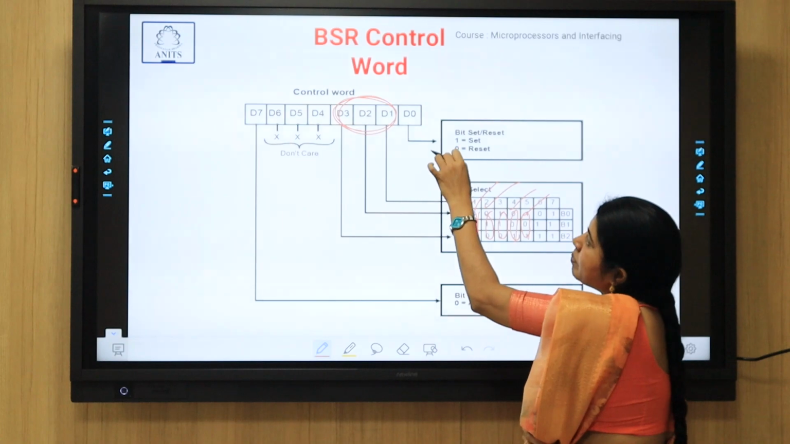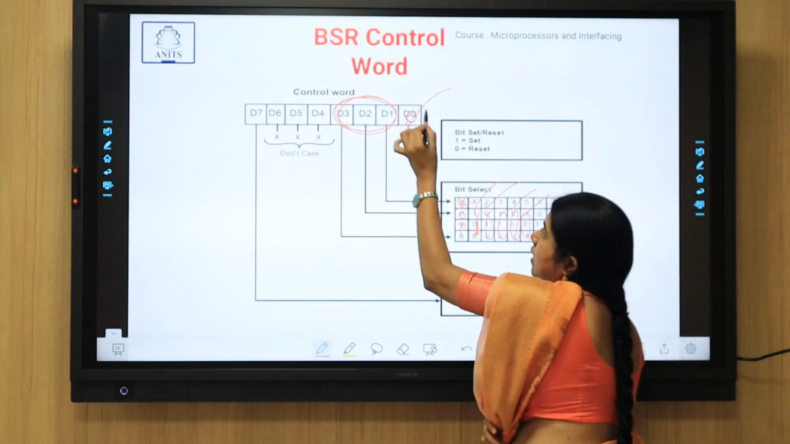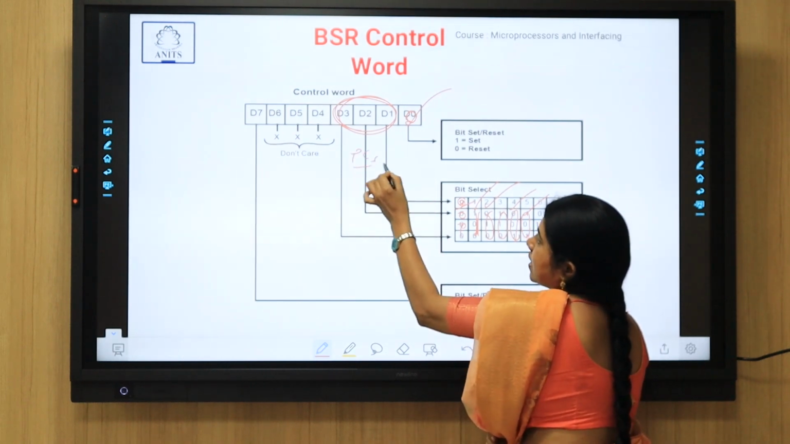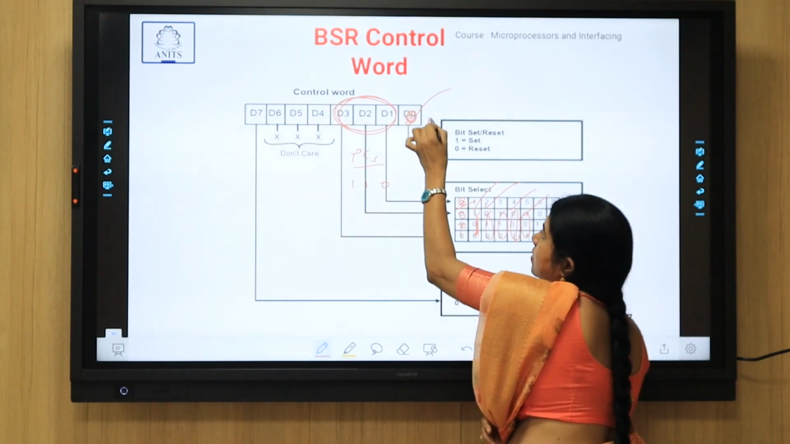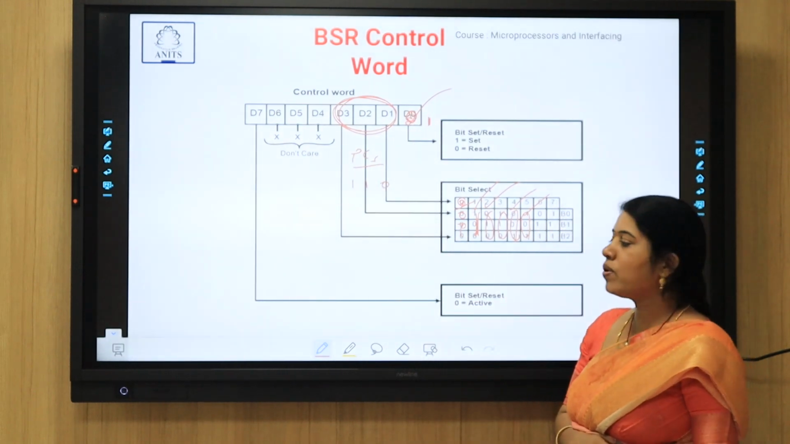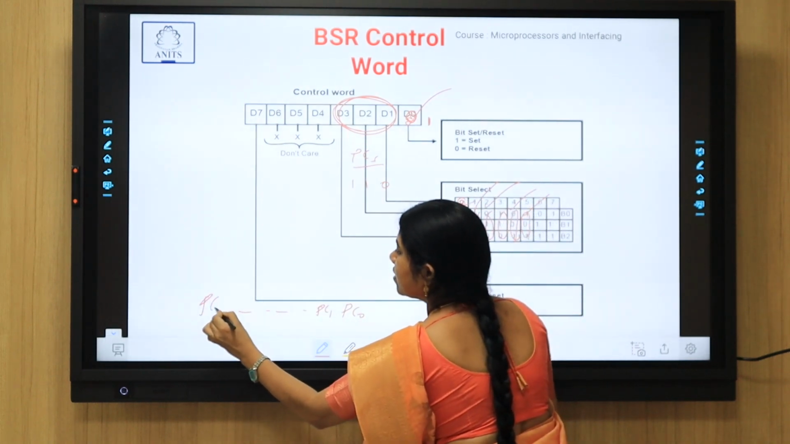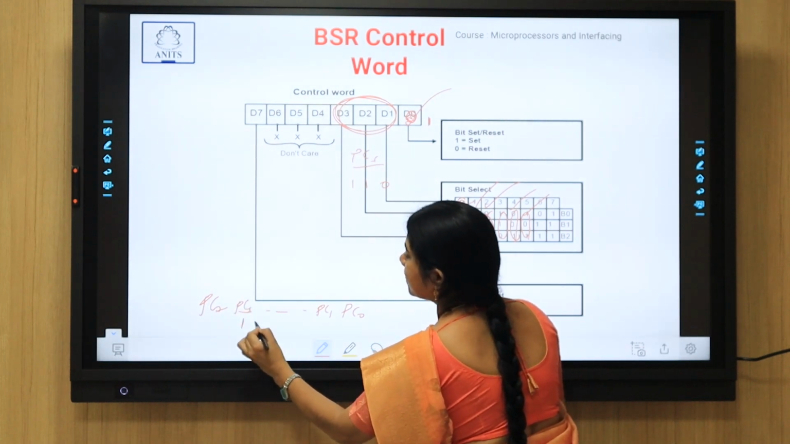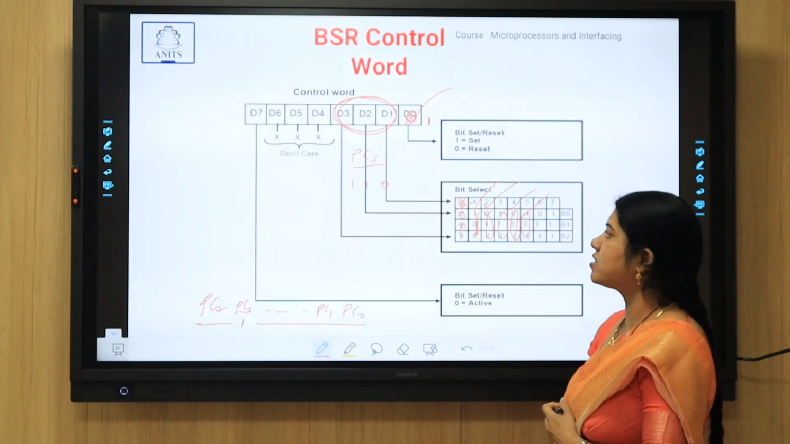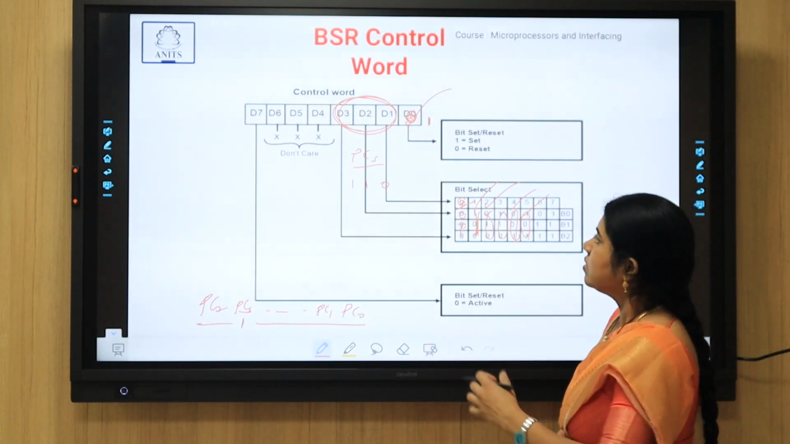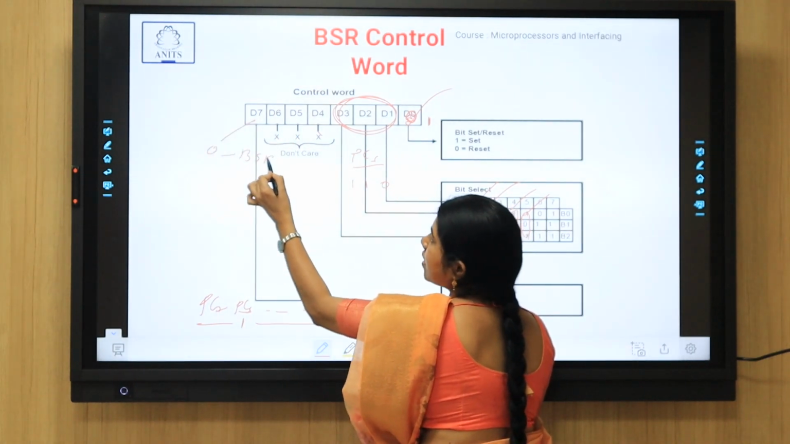To make that particular bit set or reset, for example, if I have selected PC6, that is 110, and you want to make that PC6 as 1, I have to set this bit as 1. Then only among the 8 bits, PC0 to PC7, that PC6 is set. Like that, we can set or reset the individual bits of port C. These 3 bits are don't care, and this must always be 0 to select the BSR mode.